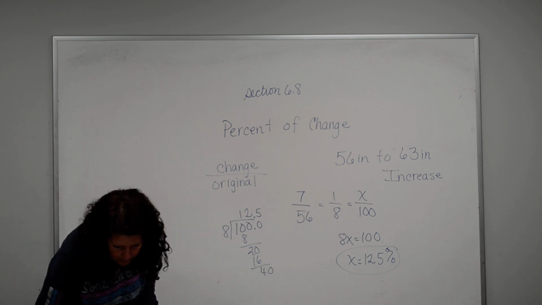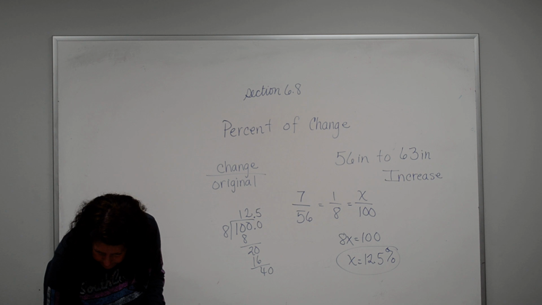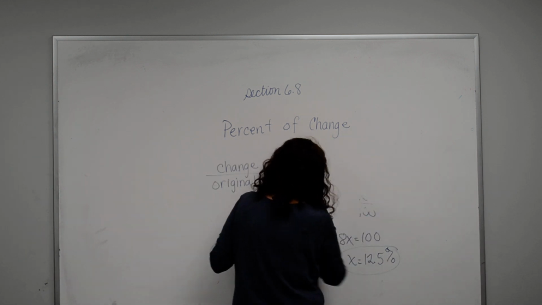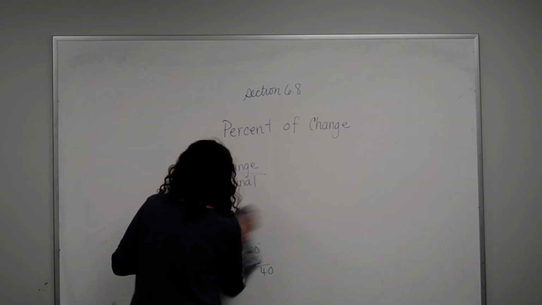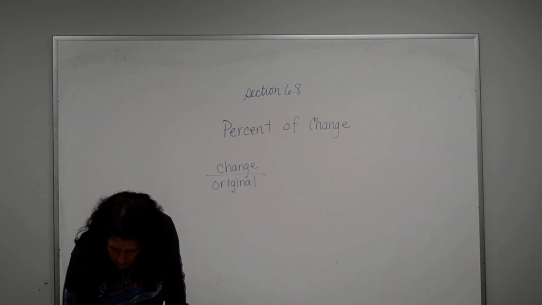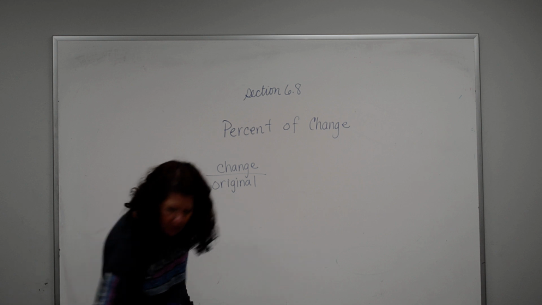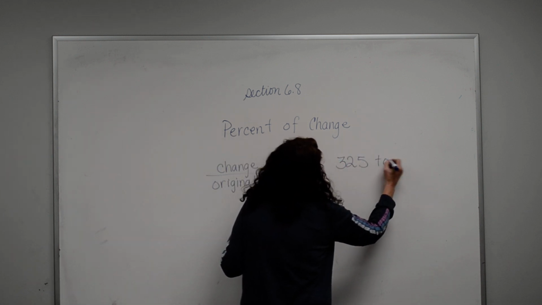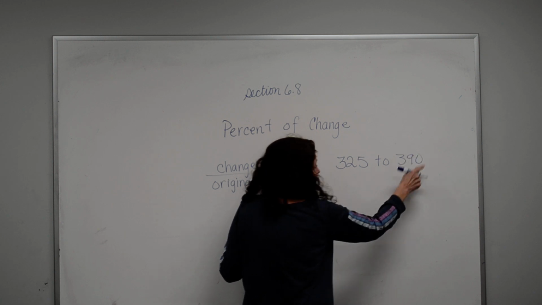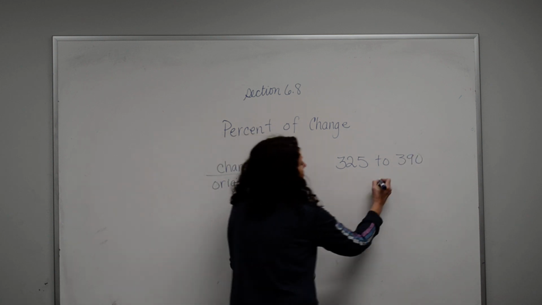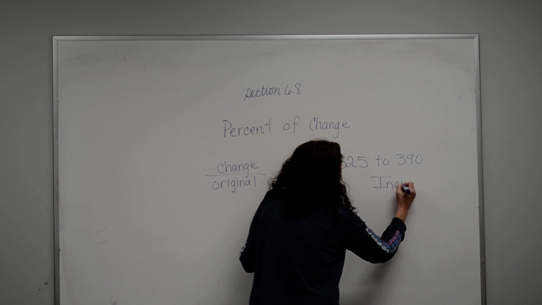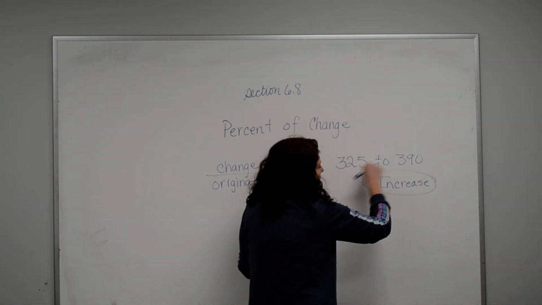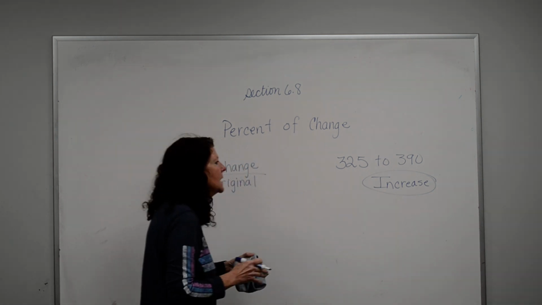So let's do another one. I'm going to go from 325 to 390. Obviously, by looking right here, I can tell it is a percent of increase, and they're going to ask me that, so make sure you write that down. If my number went down, it would be a percent of decrease.